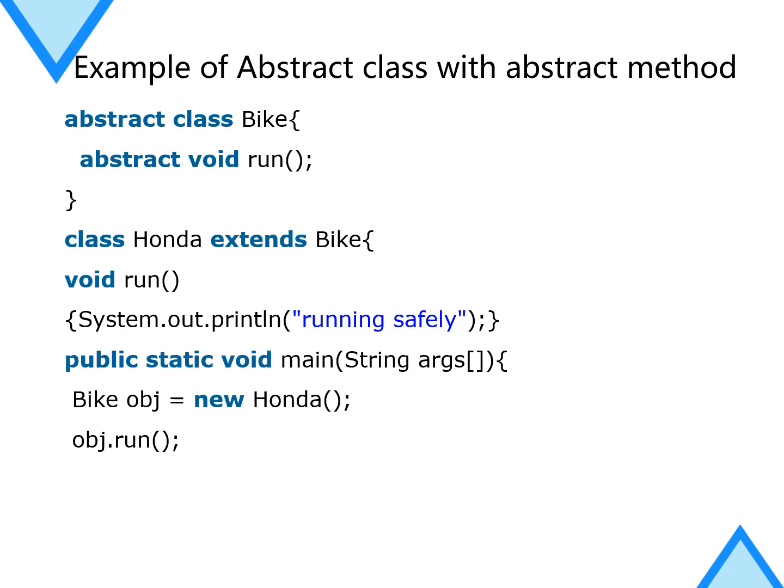Then we are going to call the method. The method in the abstract class does not have implementation, so the only method which has implementation is in the subclass. We cannot create the instance of the abstract class because it does not have implementation. So this line object.run will print the message running safely on the screen. So the output of this program is running safely.